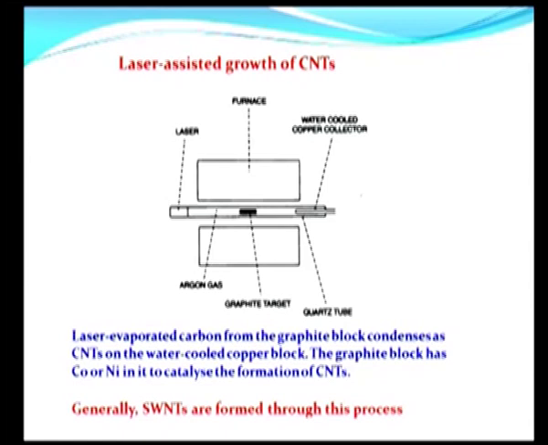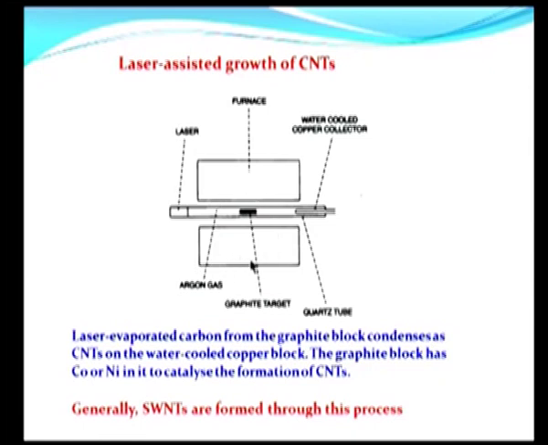One of the earliest methods by which carbon nanotubes were grown is the laser-assisted growth method. What is done here is to take a graphite piece in which either cobalt or nickel particles are embedded, small particles, preferably nanoparticles of cobalt and nickel are embedded in this graphite piece, and this graphite piece is then bombarded with lasers.